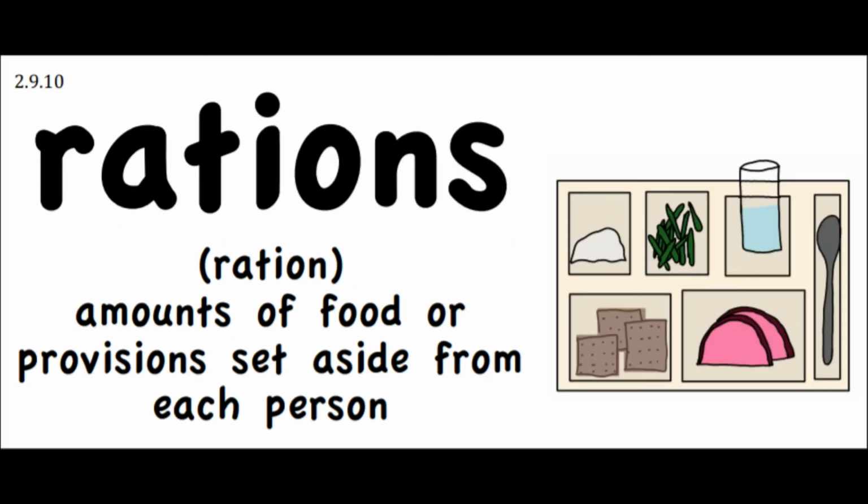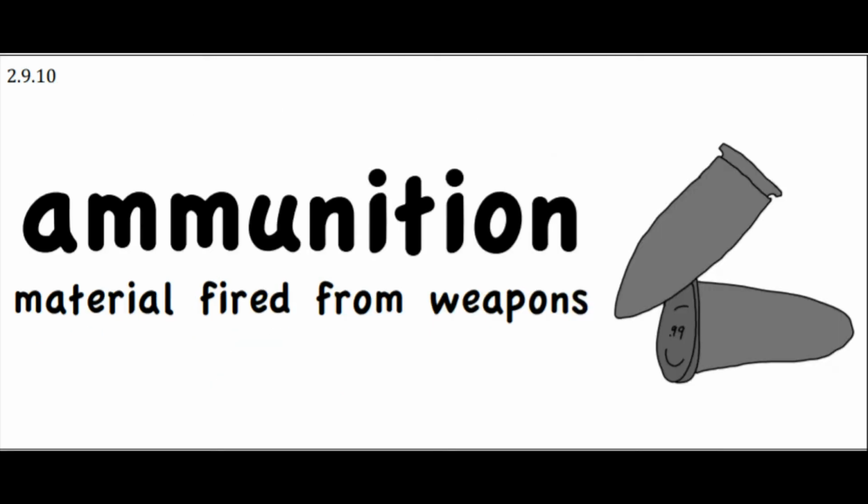Rations. Rations are amounts of food or provisions set aside for each person. For example, there were just enough rations in the space station for the 3 astronauts. Ammunition. Ammunition is material fired from weapons such as guns and cannons. A soldier would have to carefully load the ammunition into a cannon.